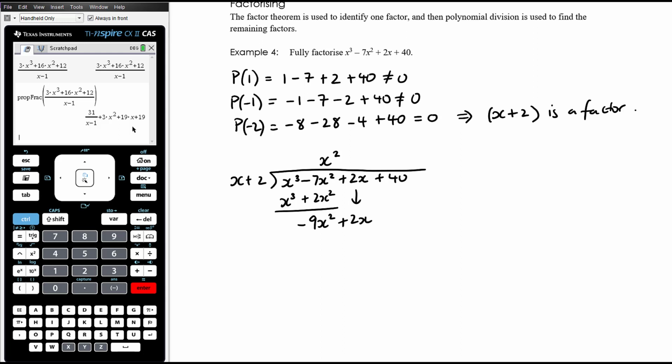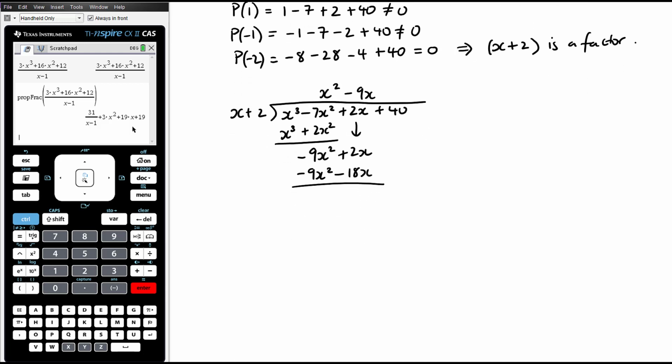What do I multiply x by to get negative 9x squared? Well, that's negative 9x. Multiplying negative 9x by x plus 2 is negative 9x squared minus 18x. And subtracting. So 2x minus minus 18x is 20x. Bring down our next term and repeat. What do we multiply x by to get 20x? Well, that's 20. 20 times x plus 2 is 20x plus 40.